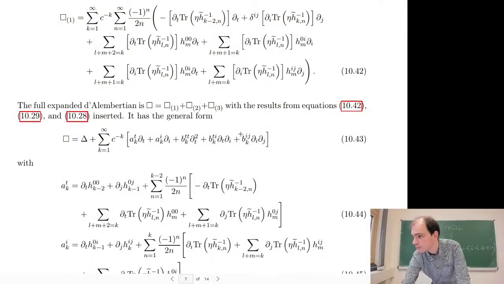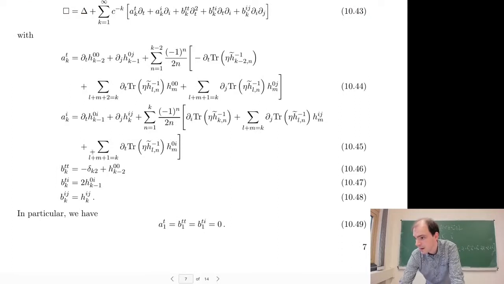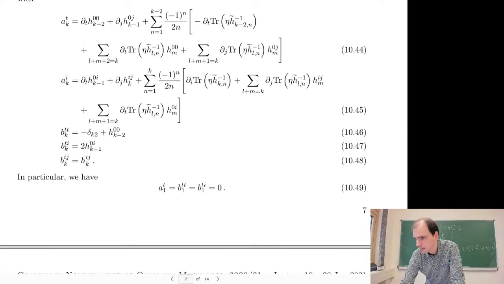So I can show you this. This is the general form that we had, and now we can write the a's and b's in this form from equations 1044 to 48. You find what these coefficients are and how they depend on our metric or inverse metric expansion terms h. And in particular, you can already calculate that a1, the time components, so t, tt, and the ti components at first order, so a1t, b1tt, and b1ti are all 0.